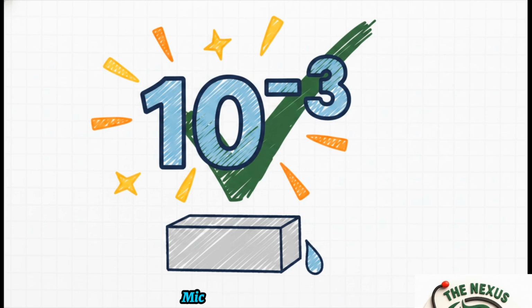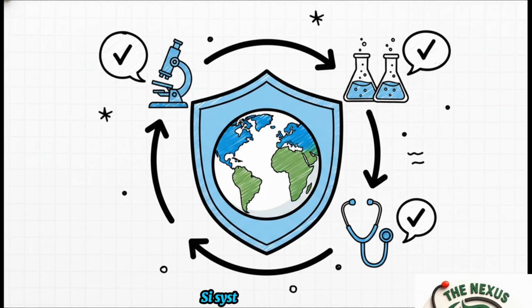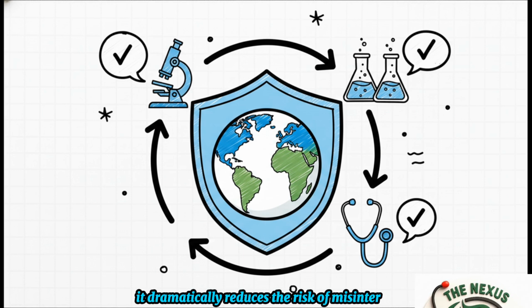10 to the negative 3 is a thousandth, which is milli. Just for context, micro would be 10 to the negative 6, nano is 10 to the negative 9, and pico is 10 to the negative 12. Committing these to memory makes reading a lab report totally second nature. When we step back and look at the whole picture, the advantages of this entire SI system are just undeniable. By adopting this logical, modular framework, we allow for true global understanding of lab results. It dramatically reduces the risk of misinterpretation, it guarantees crystal clear communication among clinicians, scientists, and researchers, and it completely streamlines the conversion process. It really is a universal language of safety.